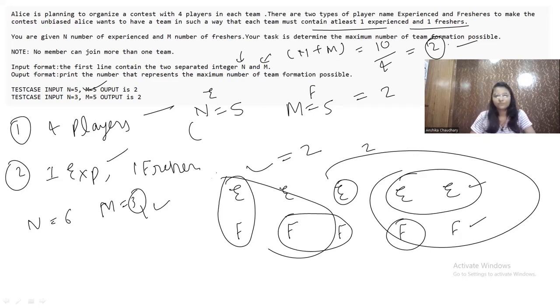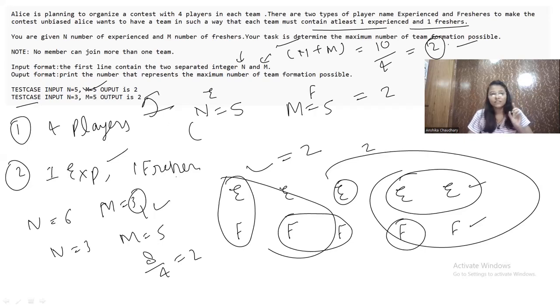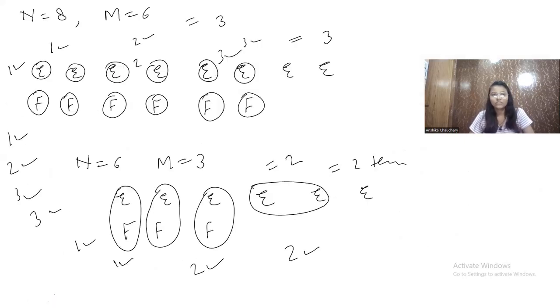Okay, so let's run this formula on this input and output. So n is equal to 3 and m equals 5. So 5 plus 3 will be 8. 8 upon 4 becomes 2. So 2 is the answer. Okay, so we are getting our answer from this. Now let's run this formula on the next input and output. So 8 plus 6 upon 4. So it will be 14 upon 4.